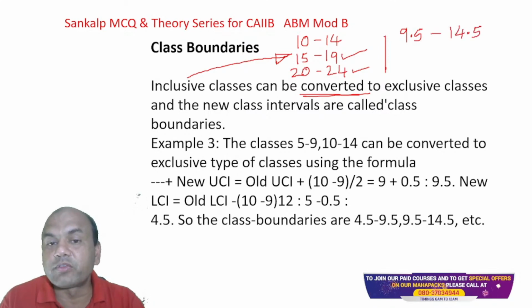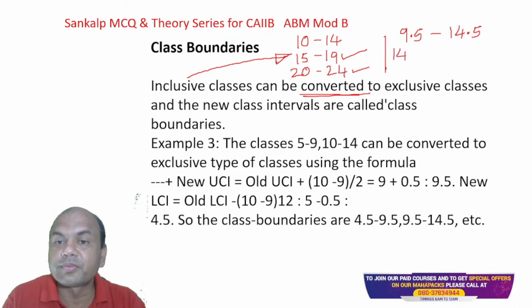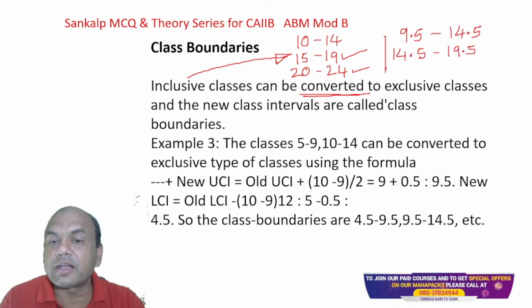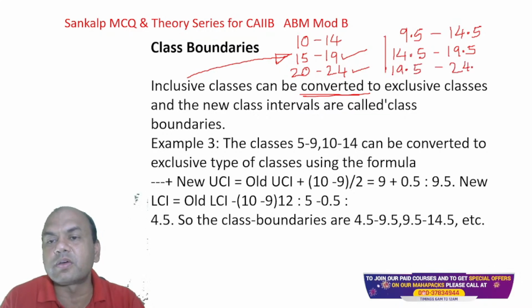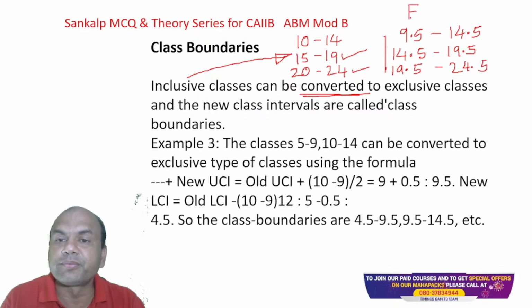Now the second part, 15, I'll take 0.5 on the other side, so it is 14.5 and 19.5. Now 20, I'll take it as 19.5 and then 24.5 and so on. I'll go on and on. So what does it mean? See, this is known as exclusive. This earlier one was inclusive.